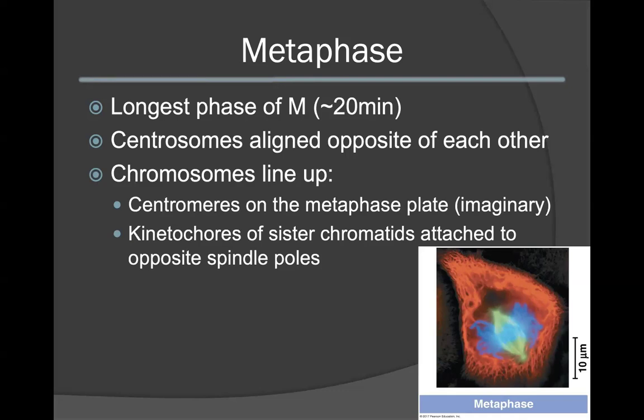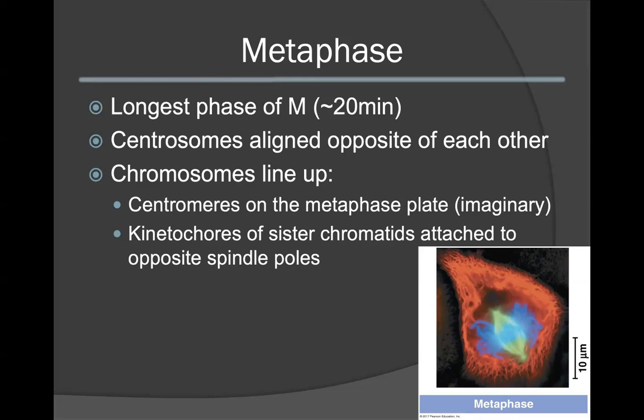In metaphase, the centromeres are going to be lining up on the metaphase plate. This means that all of the chromosomes will also be aligned along the metaphase plate. This is an imaginary area within the cell where the chromosomes are aligned. At this point, all of the kinetochores of the sister chromatids are going to be attached to opposite spindle poles.